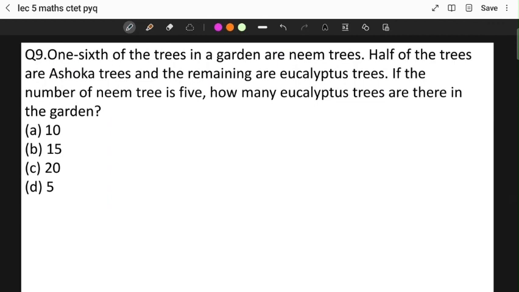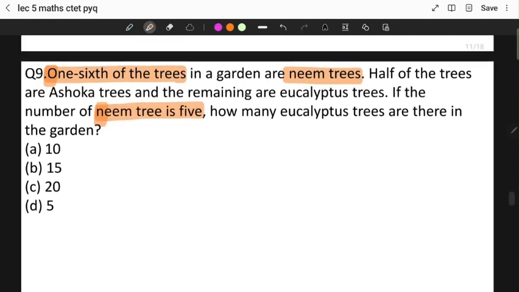1/6 of the trees in a garden are neem trees, half of the trees are ashoka trees, and the remaining are eucalyptus trees. If the number of neem trees is 5, how many eucalyptus trees are there in the garden? A very simple question. You have to make one thing clear here. Just look at the question carefully: 1/6 of the trees in the garden are neem trees, and they have given the number of neem trees is equal to 5.